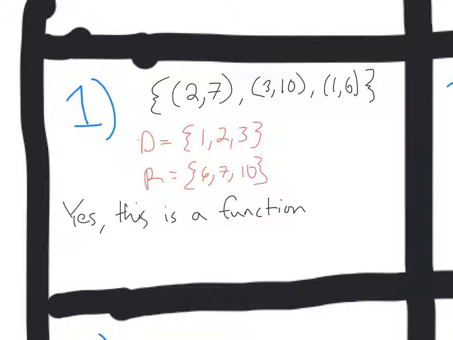The reason why we can say that it is a function is because all of the x values, 2, 3, and 1, get different y values. So 2 goes to 7, 3 goes to 10, 1 goes to 6. This passes the function test. Each x value has its unique y value. All right, so with that in mind, let's check out an example where we don't have a function. Let's go ahead and jump to problem number 6.